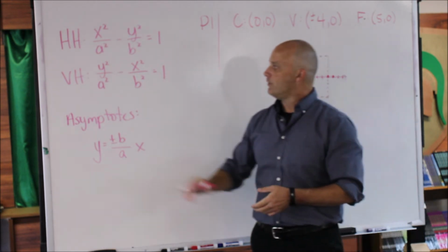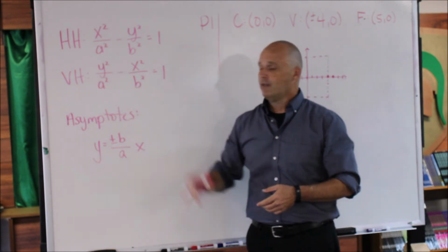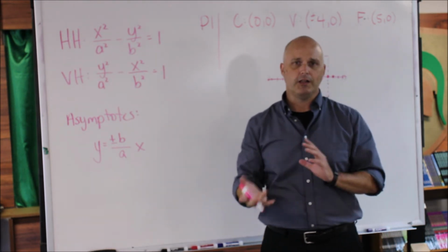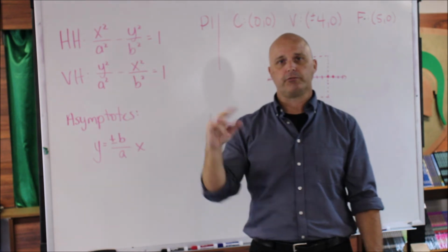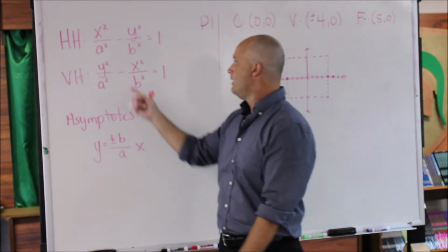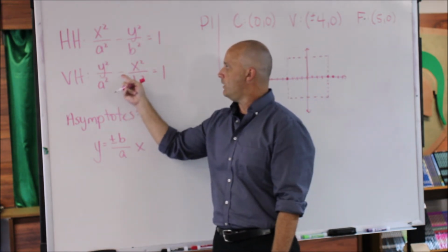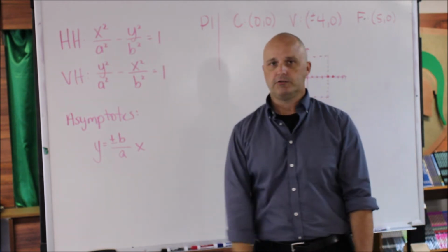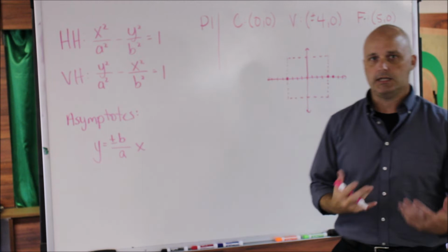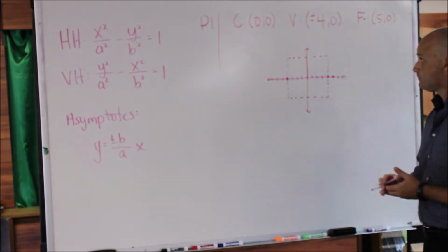Now, the vertical hyperbola, you remember that with an ellipse, we switched the denominators. But when we're talking about hyperbolas, we're actually going to switch the numerators this time. So it's going to be y squared over a squared minus x squared over b squared is equal to 1. Now, the asymptotes we'll get to a little bit later in the next part of the problem.